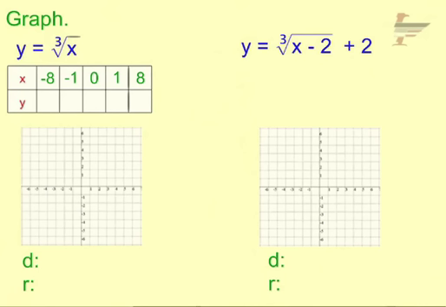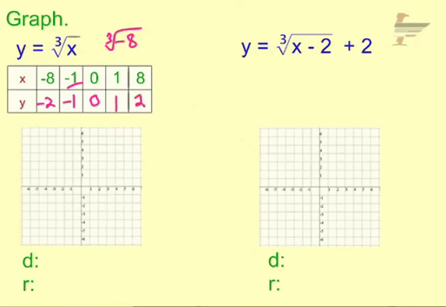So if you plug in a -8 for x, we have the cube root of -8, and the cube root of -8 is -2. Now plug in a -1, cube root of -1 is -1. Plug in a 0 for x, cube root of 0 is 0. Plug in a 1 for x, cube root of 1 is 1. Plug in an 8, cube root of 8 is 2.